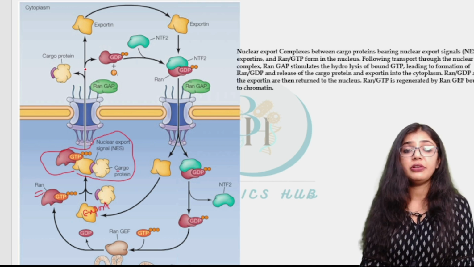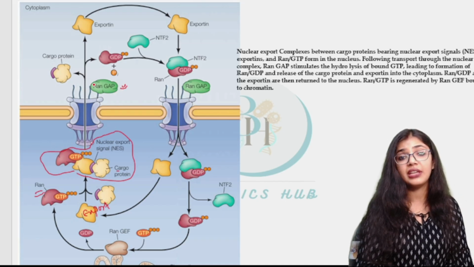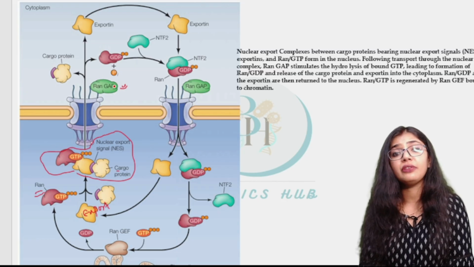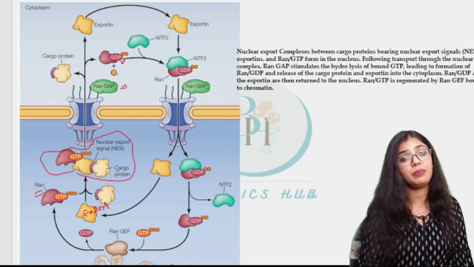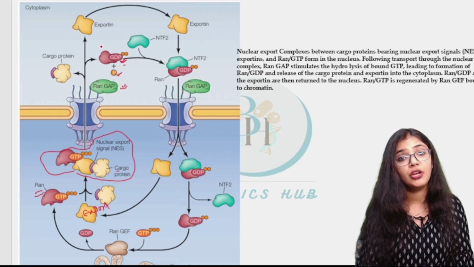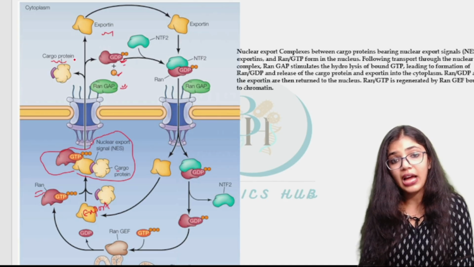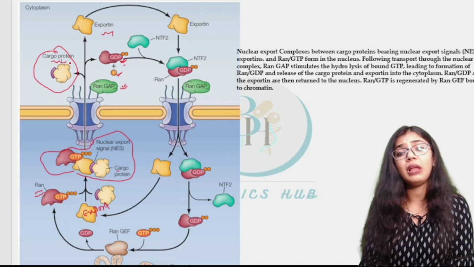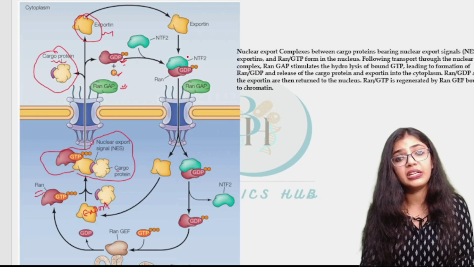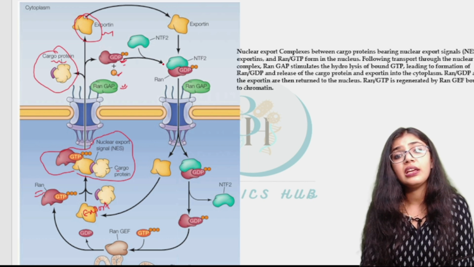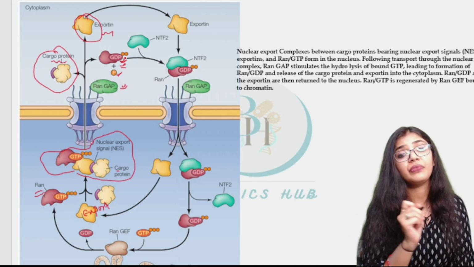When it is transferred, the RAN GAP is present in the cytoplasm, and this RAN GAP will help in dissociating the RAN GTP into RAN GDP and phosphate, due to which there will be no connection between the cargo protein and exportin. So the cargo protein will be released inside the cytoplasm and the exportin will also be released. Now the exportin needs to be transferred inside the nucleus, and the RAN GDP will also be transferred inside the nucleus.